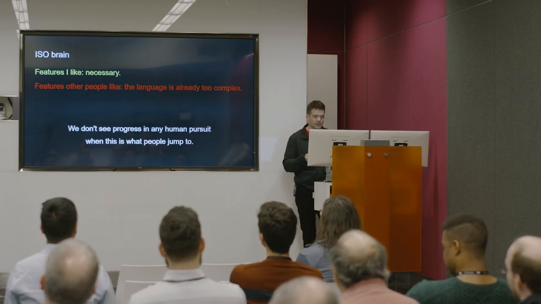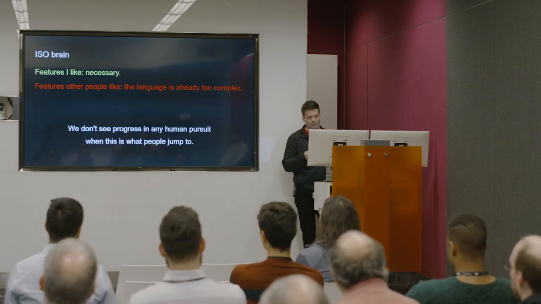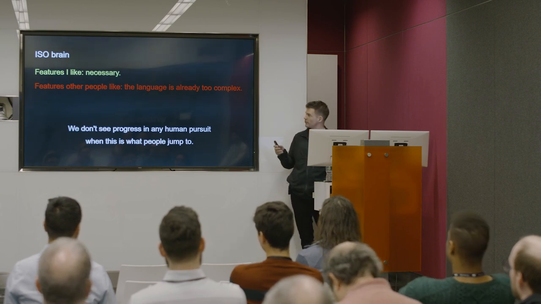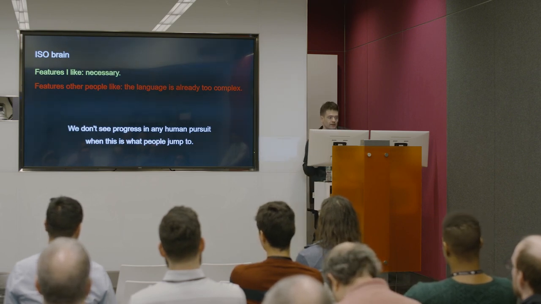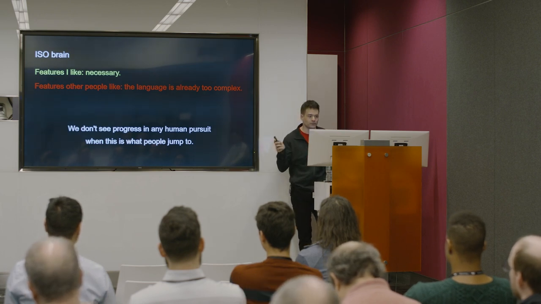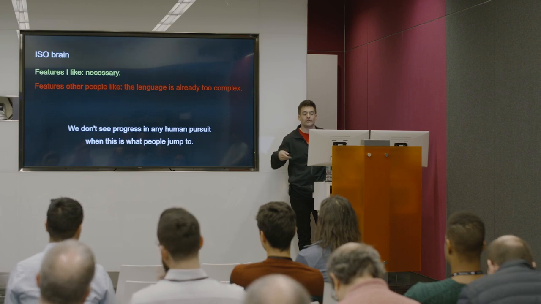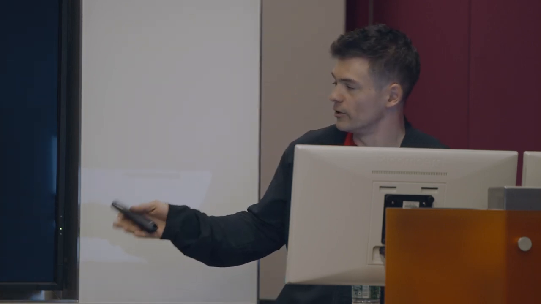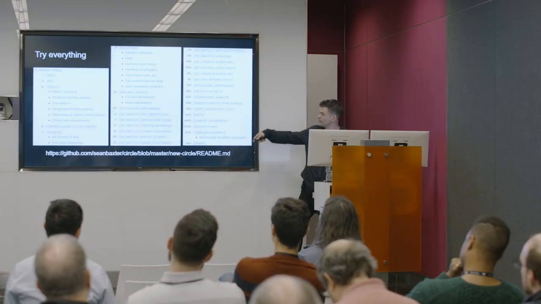Okay, so there's a condition called isobrain, where features I like, you say are necessary, and features other people like, you say the language is already too complex. Do you notice the contradiction? Don't do this. I'm going to show you features that I don't care about. And if you don't care about them, that's fine. But you should just do what I do, which is groan politely and roll your eyes. Don't jam up the process with endless procedural badgering, because that makes everything not work. So it's okay if you don't like all these features.